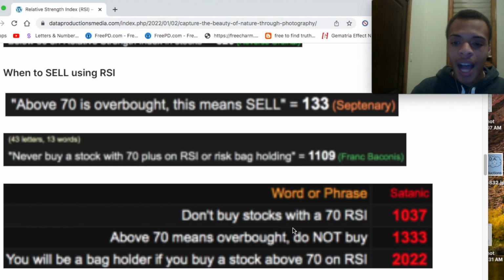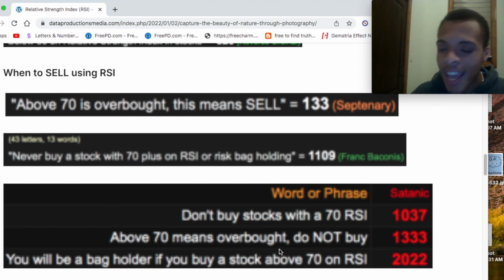Don't buy stocks with a 70 RSI. 1,037, 137 in the Satanic is telling you don't buy a stock with a 70 RSI. Why aren't you listening? That's in the 33rd prime. Above 70 means overbought. Do not buy.